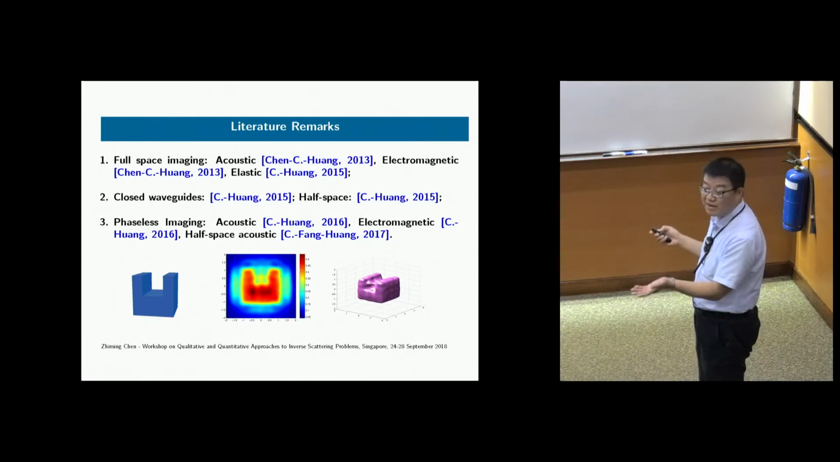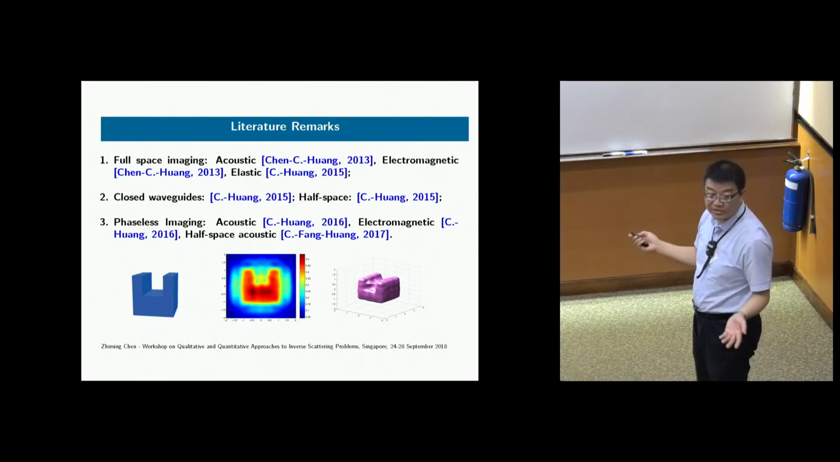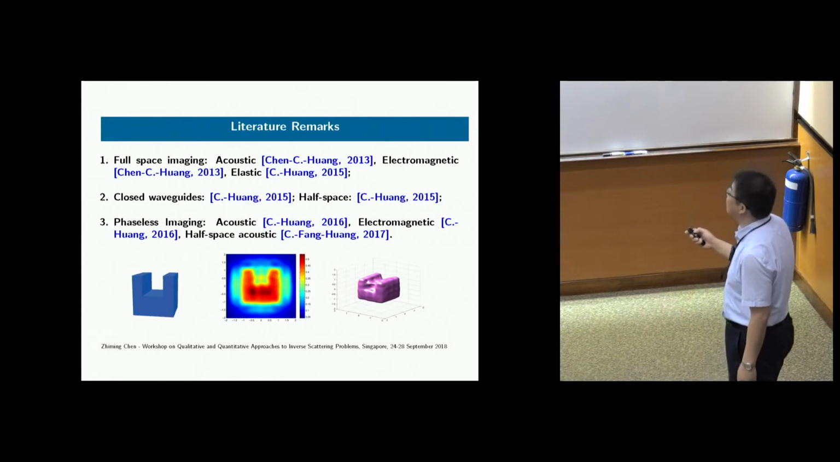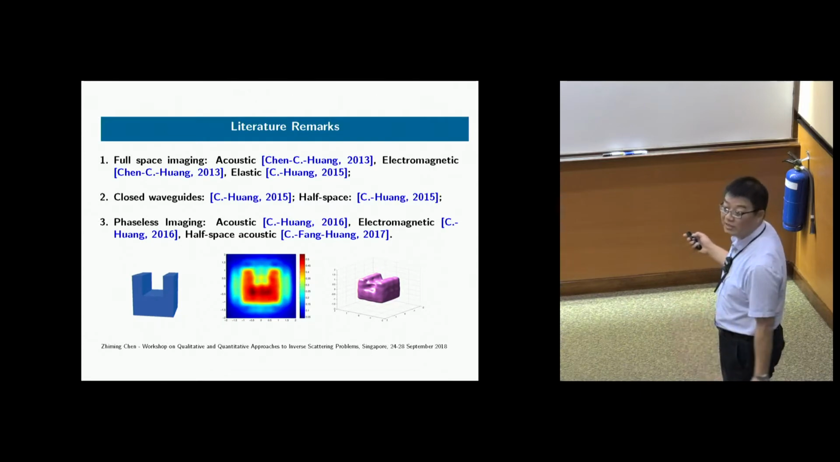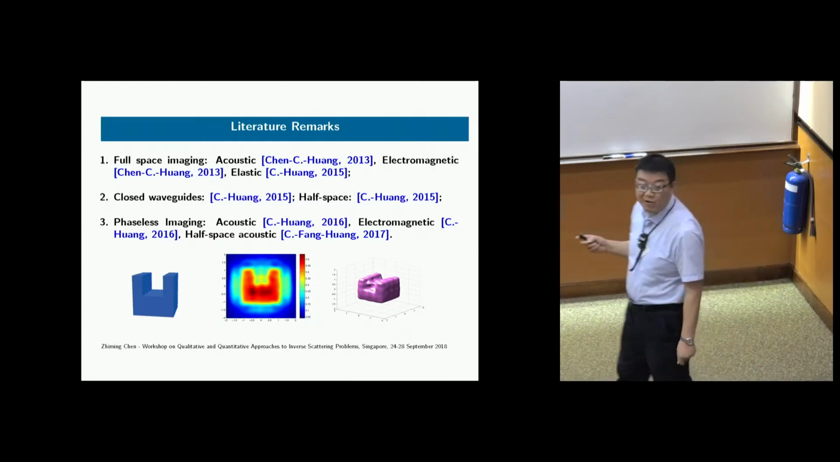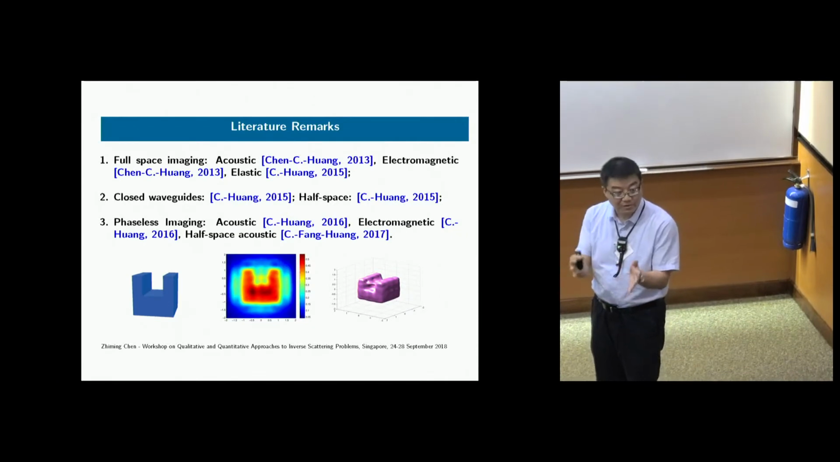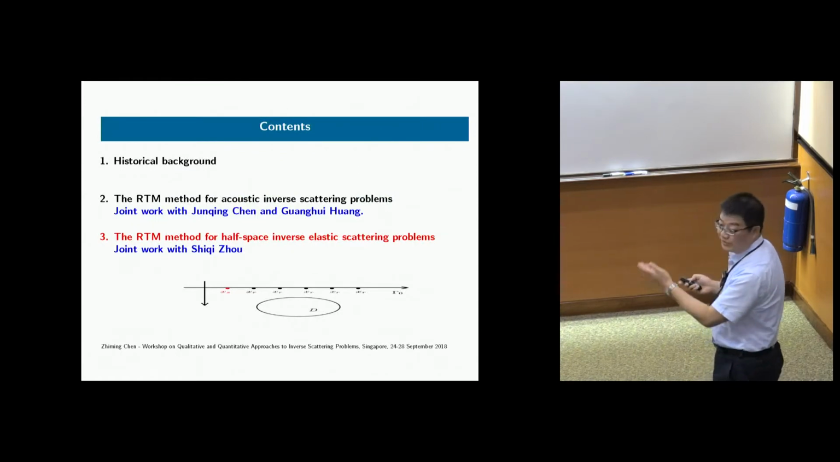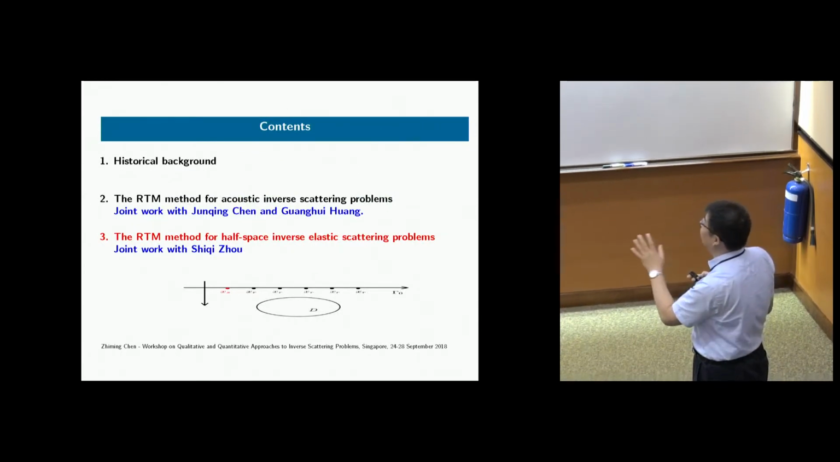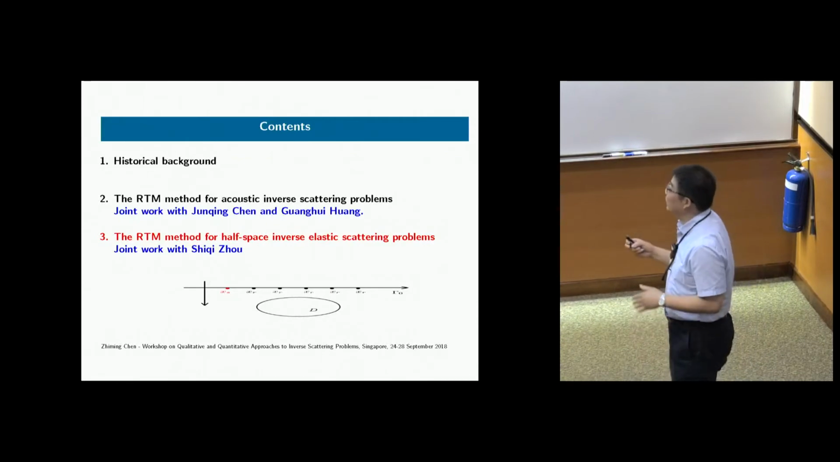Once you know the mathematics, you can extend to other situations: acoustics, electromagnetics, and also the half space case. And this is just an example: if you have a 3D obstacle in electromagnetic waves, then using the RTM method you can find the images. So it's a powerful direct imaging method to find the obstacles.